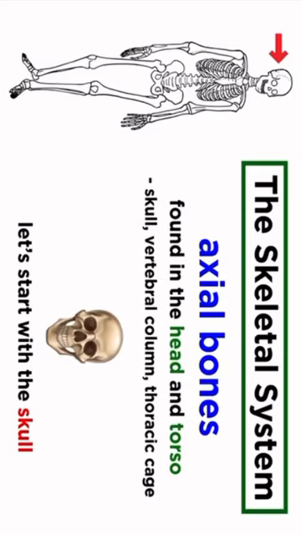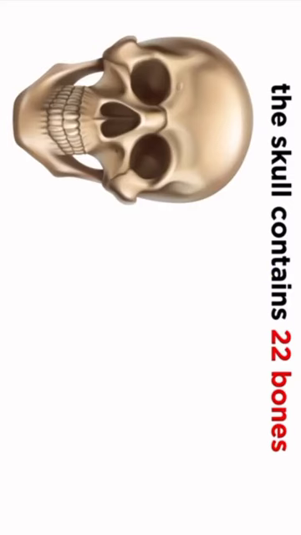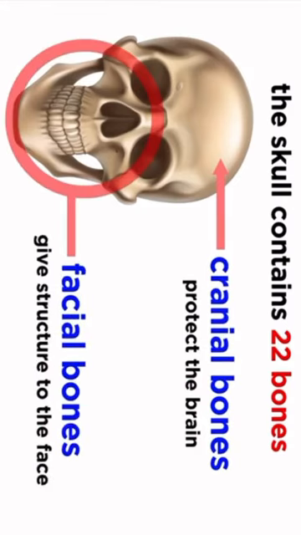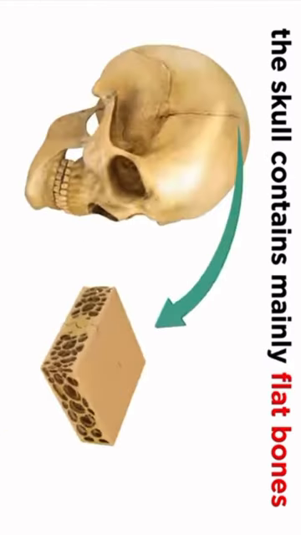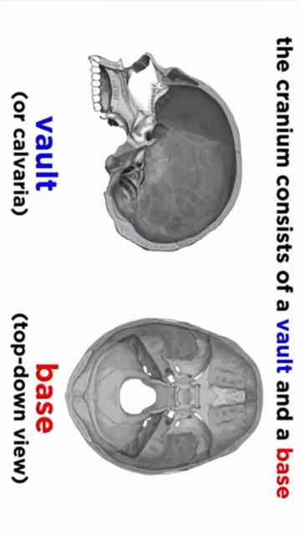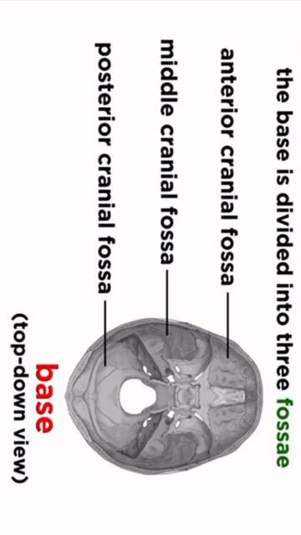The skull is a fascinating structure, made of 22 different bones. Cranial bones are the ones that protect the brain, and facial bones are the ones that give structure to the face. Most of the bones in the skull are flat bones, and in the cranium, these are connected at serrated lines called sutures. The cranium is made of a vault as well as a base, and we should note that the base is divided into the anterior, middle, and posterior cranial fossae. Together, these produce the cranial cavity where the brain sits.